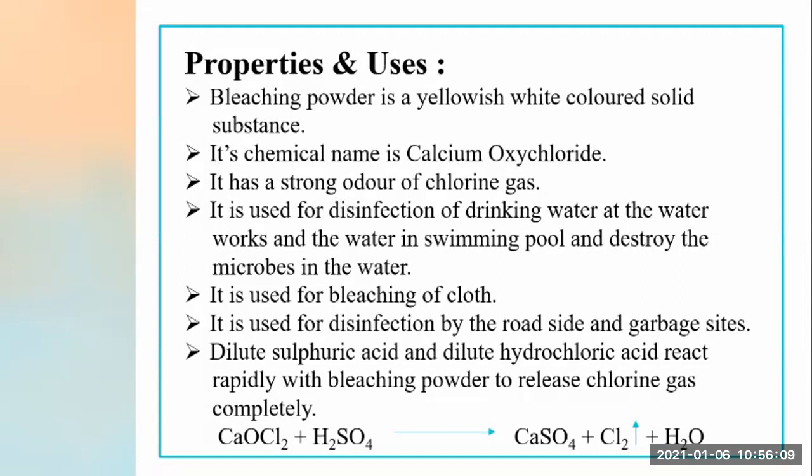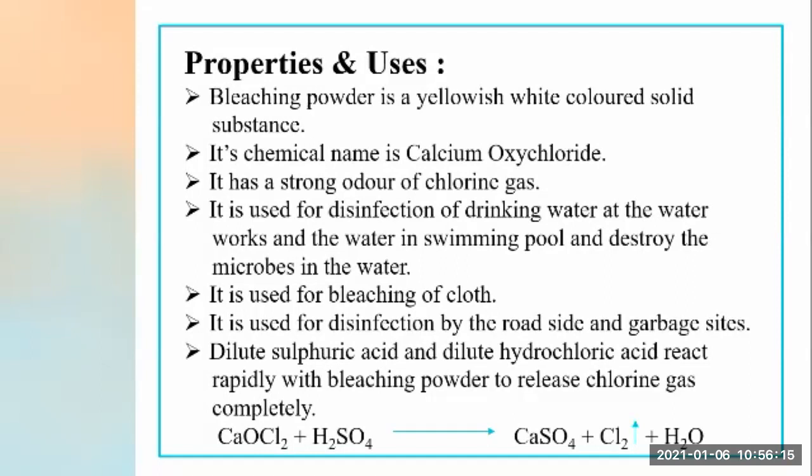Now see, students, during the rainy season, when we open our taps at home, we feel a strong odor coming out of the water we are using. That odor is nothing but the odor of chlorine gas. Why do we get the odor of chlorine gas from this water? Because the chlorine gas released from bleaching powder is used for which process, students? Disinfection process.